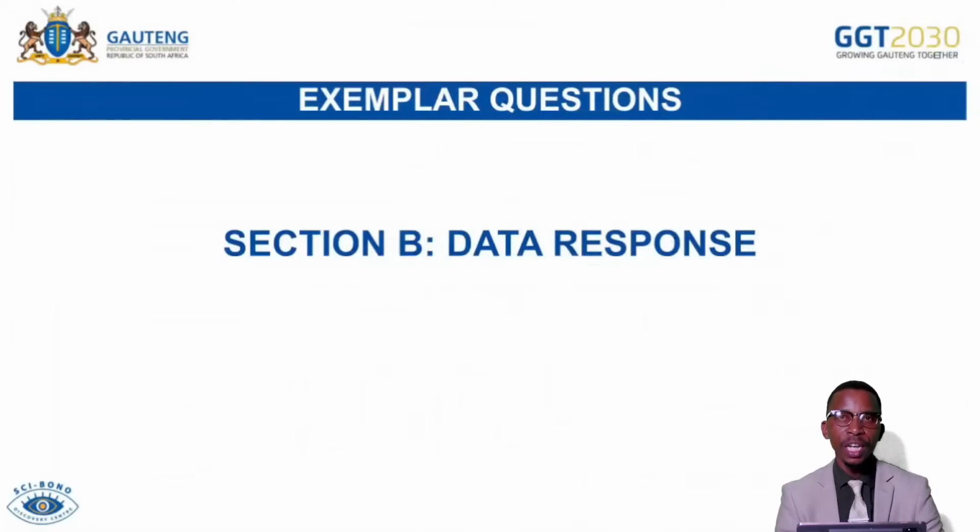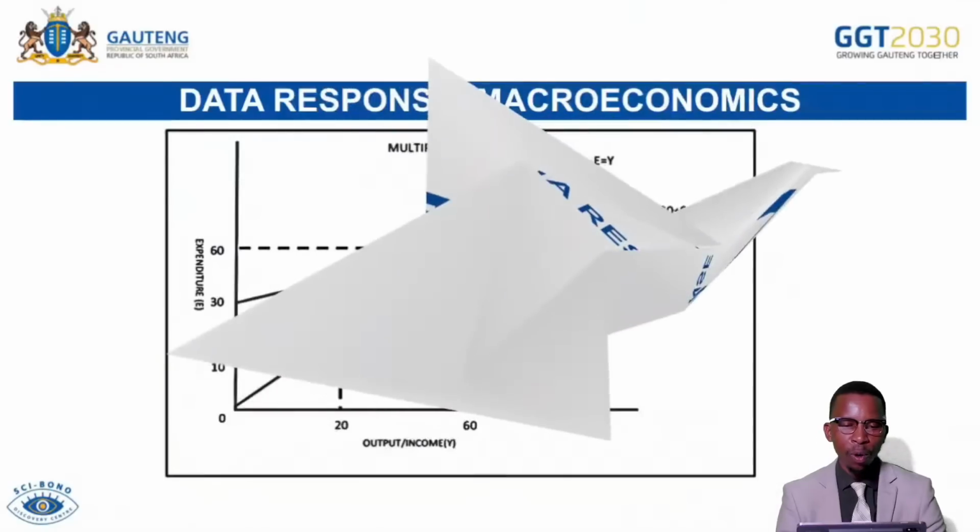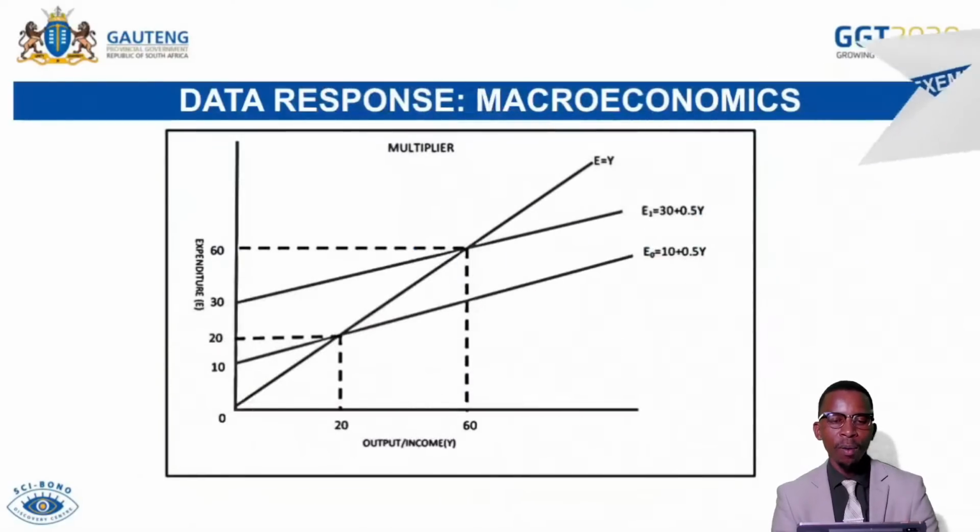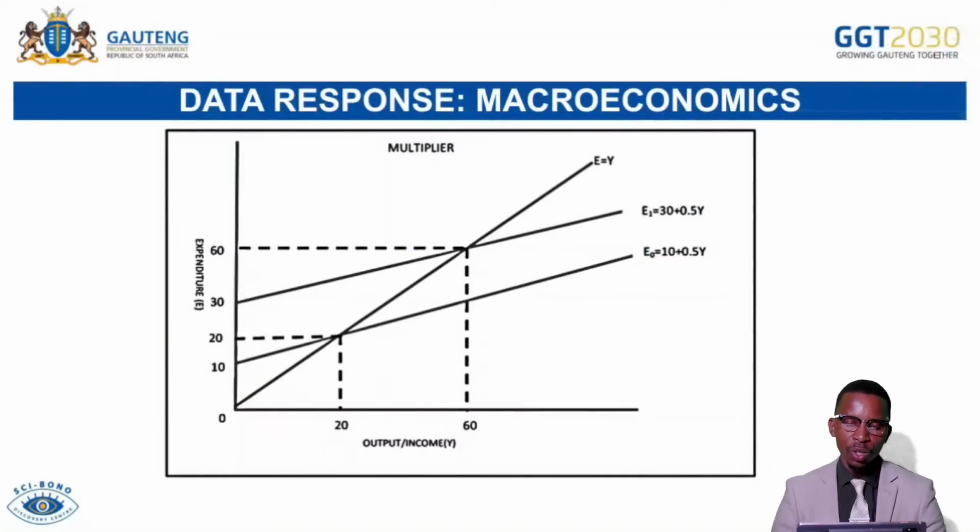And then we move to the data response. With time, I will try to be quick on this one. Data response. So here you have our multiplier diagram. There we have our 45-degree line. In there we say E equals Y. Why E equals Y? Because any intersection along the 45-degree line indicates equilibrium, because income equals expenditure.